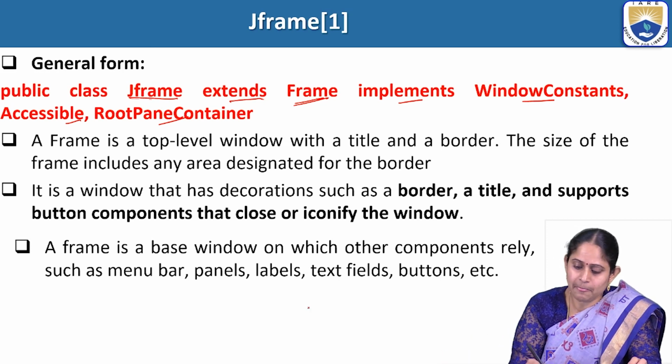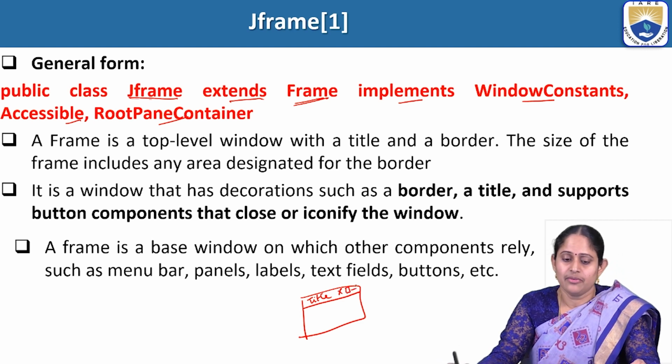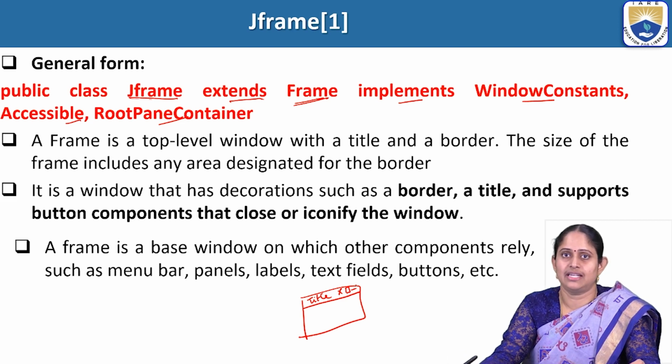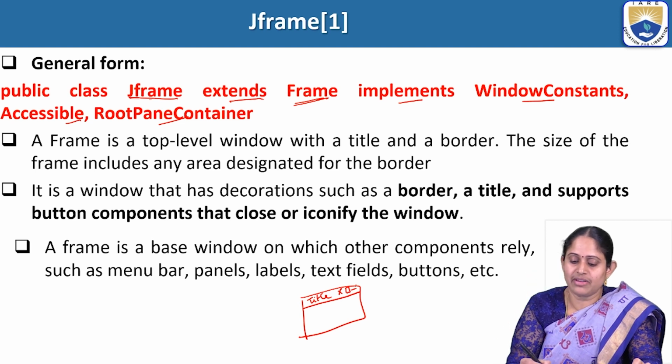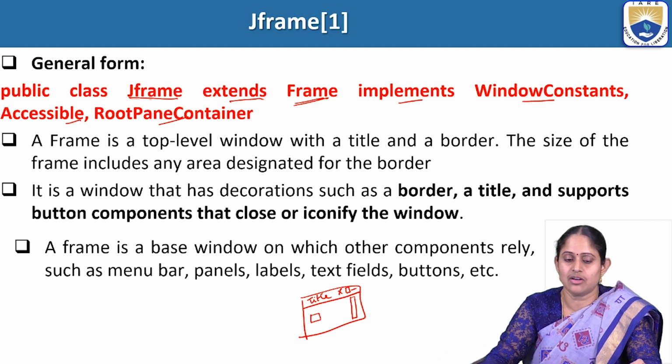So we have the frame like this. It will have the title bar here with some title, and you will have the close, minimize, and maximize buttons for that frame. So it is the window that has decoration such as a border and a title. It supports button components that can close or iconify the window, and it is the base window on which other components can be placed, such as the menu bar, panels, etc. On this JFrame, we will place buttons, scroll bars, and all these smaller components over this container class.